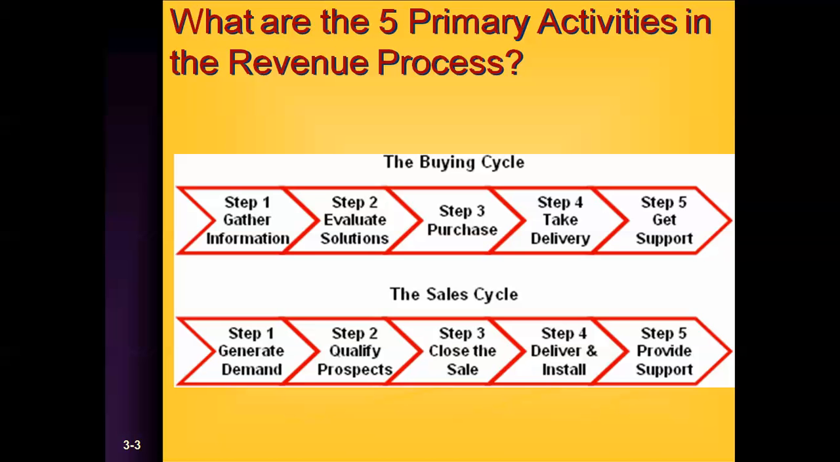This particular chart is more for illustrative purposes. The example that we want to talk about here, in terms of the 5 primary activities, are as follows. The first one is determining the marketing and distribution channels.